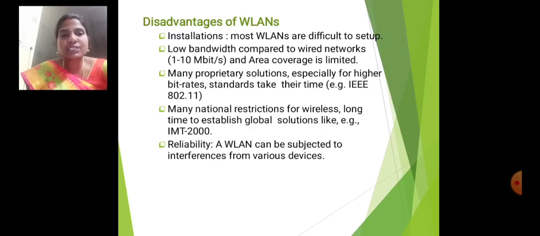What are the disadvantages of using these WLAN concepts? The first and foremost disadvantage is that it provides lower bandwidth compared to wired network and area coverage is limited. Regarding installation, most WLANs are difficult to set up. There are many proprietary solutions, especially for higher bit rates, and standards take their time, for example, IEEE 802.11. There are many national restrictions for wireless, and it takes a long time to establish global solutions like IMT 2000. Reliability: a WLAN can be subjected to interference from various devices.